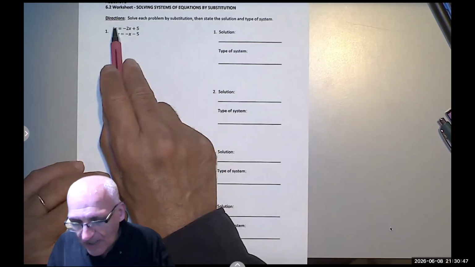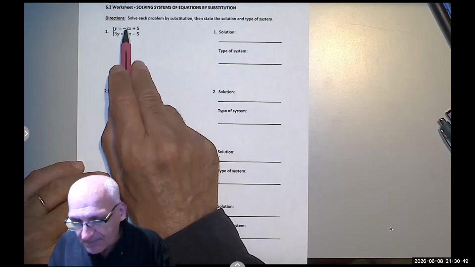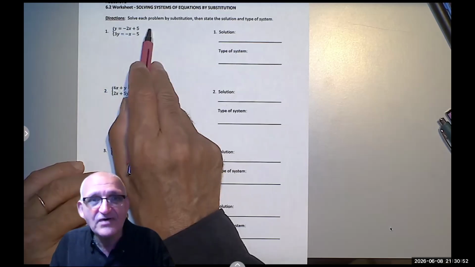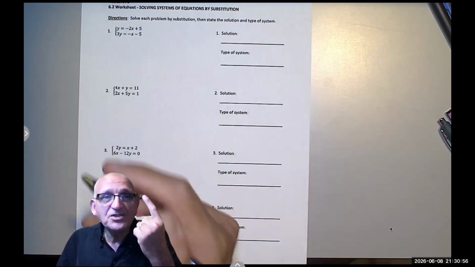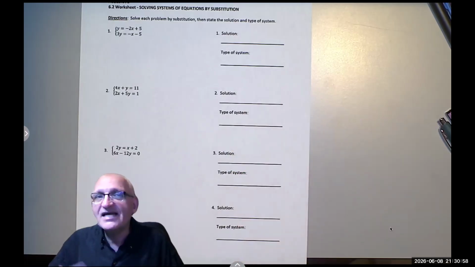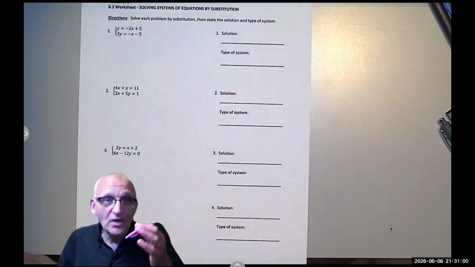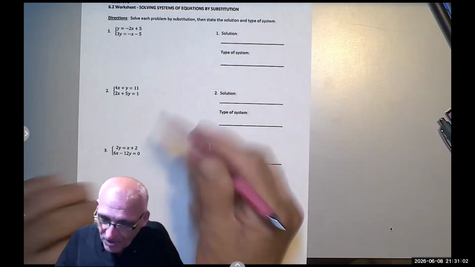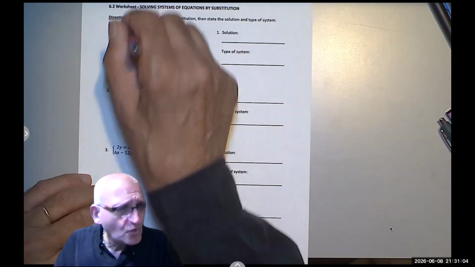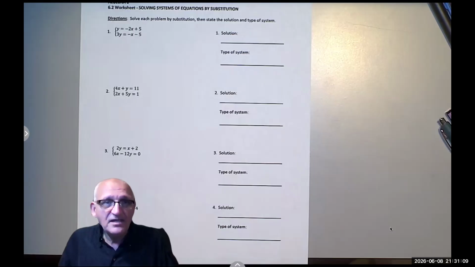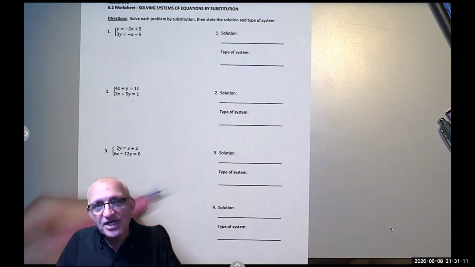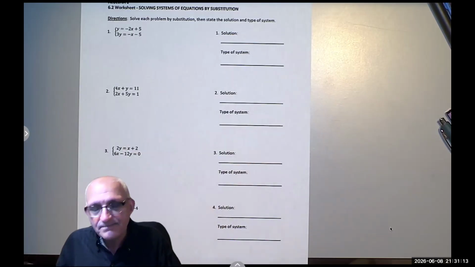And instead of y, every time I see y, I'm going to replace it with -2x plus 5. And my 2 equations now will become one equation with only x. And I can solve for x. And once I have the value of x, I'm going to plug it in the first or the second, it doesn't matter, and find y. Okay? And then finally, if you have time, we check the answer and see if it makes sense.